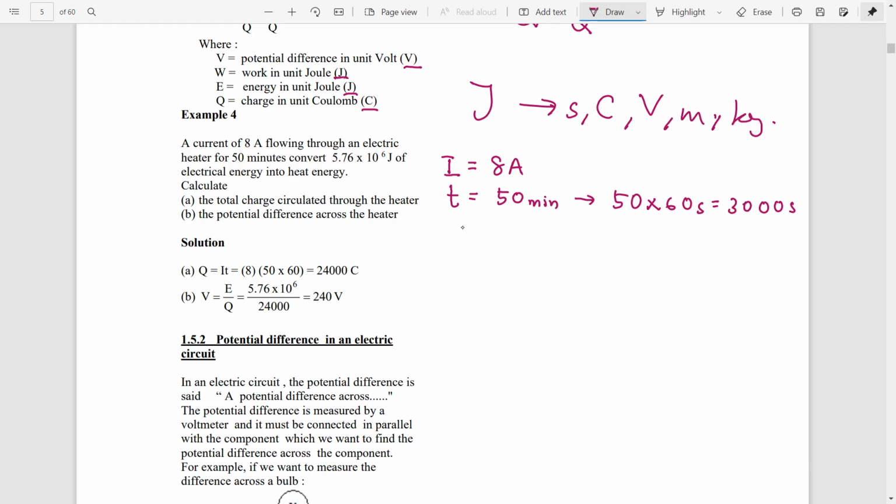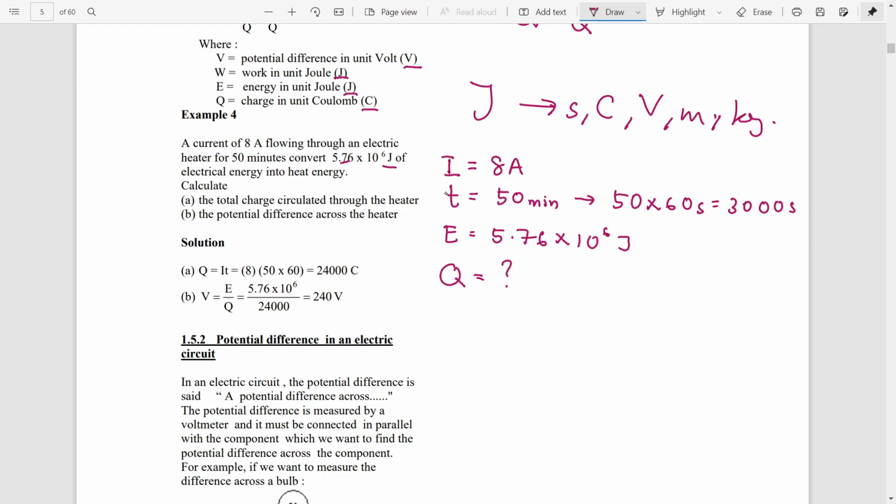Converted 5.76 times 10 power 6 joule. So tu benda apa? So bila tengok saja unit joule, we already know that it is the work done or energy. So kita boleh tulis energy sama dengan 5.76 times 10 power 6 joule. Okay. First question, calculate the total charge. So they want us to find the value for charge. Okay. So how can we find the value of this charge? Kita nak guna apa? Based on the information given.